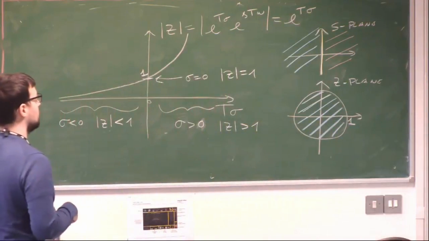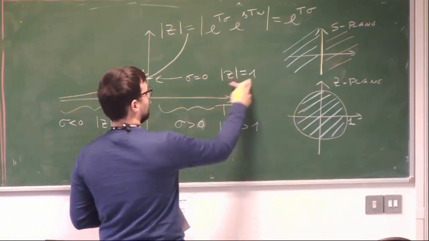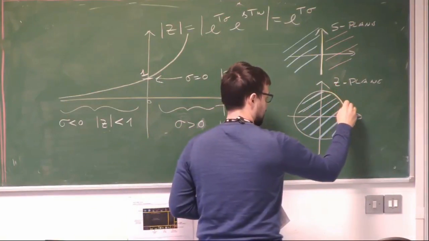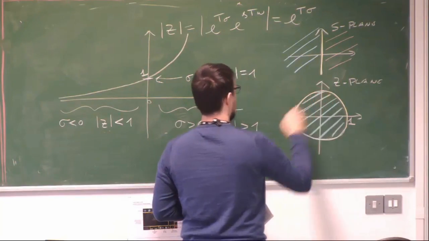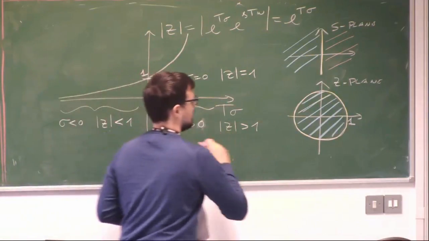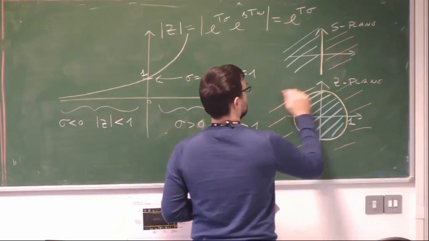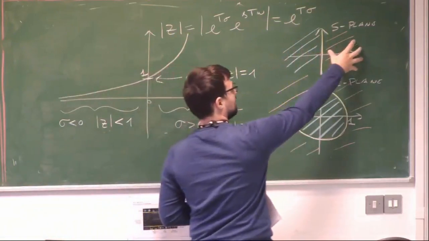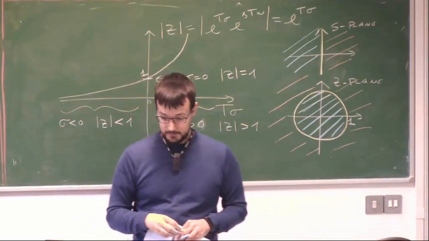Then if instead we look at the margin, when sigma is equal to 0, the absolute value is equal to 1. And so this corresponds to the circumference that has radius equal to 1. And when sigma is greater than 0, the absolute value is greater than 1, and so we are outside the circle. So this is how the negative semi-plane, the positive semi-plane, and the imaginary axis are mapped in the z plane. Okay?